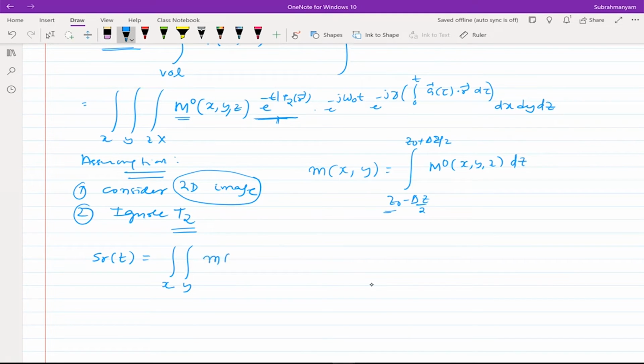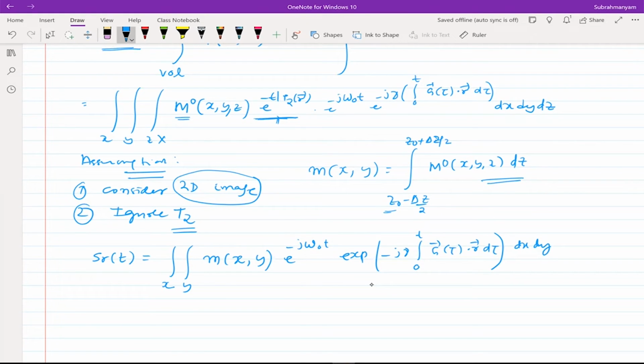So I'm going to write here, this is only a function of x and y now, because I'm going to excite, dz is taken care of here. Into e power minus j times omega naught t, into exponential of minus j times gamma, I'm just repeating the same expression here, integral 0 to t g bar of tau dot r bar times d tau, into dx dy.